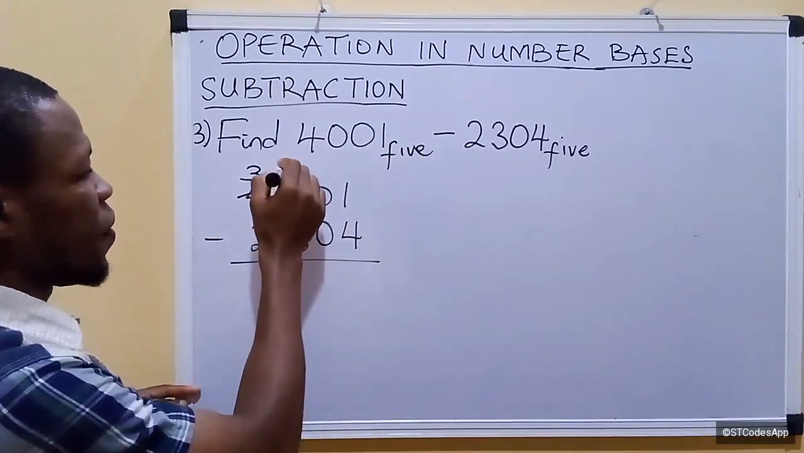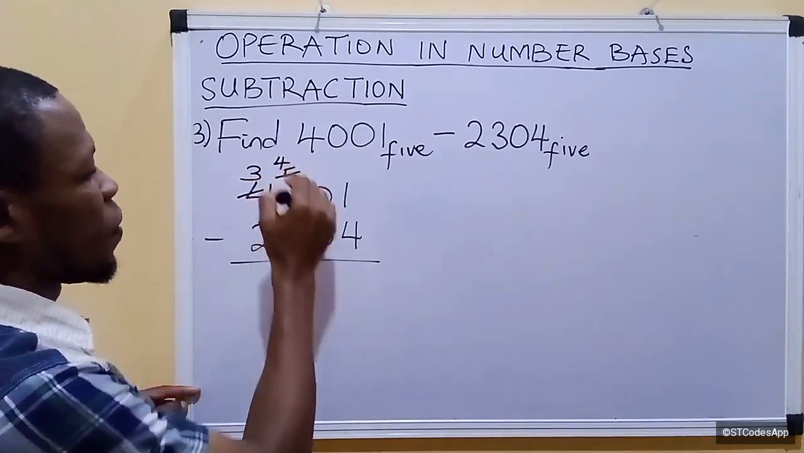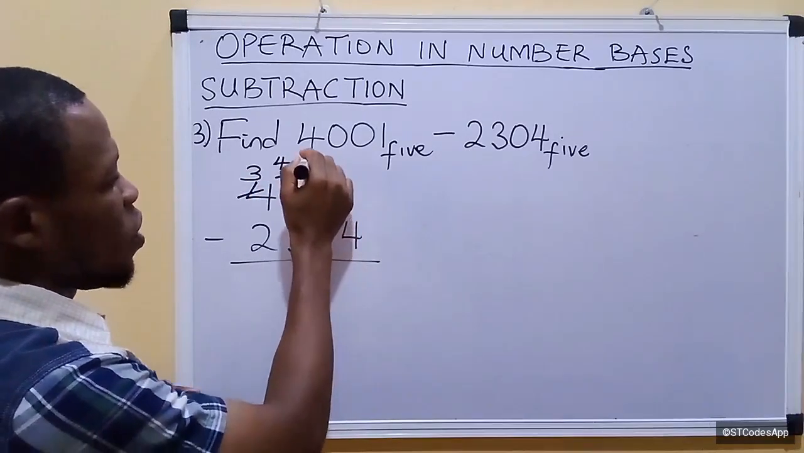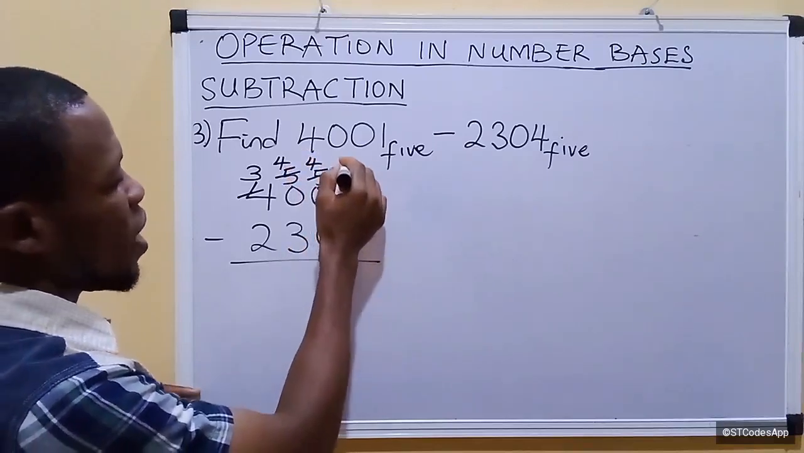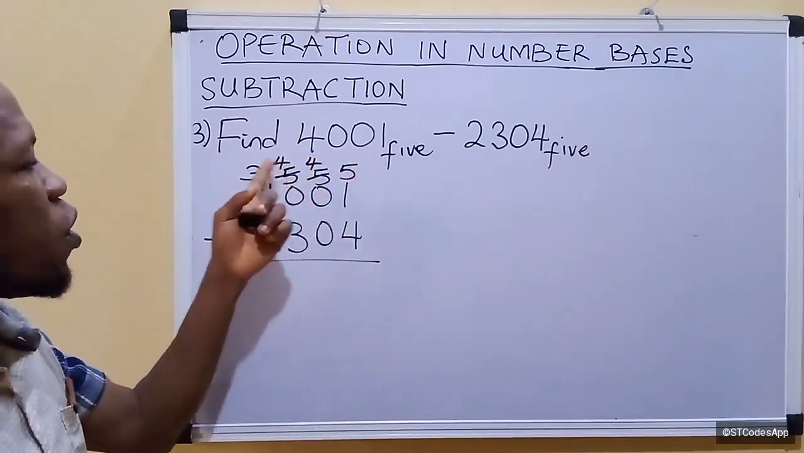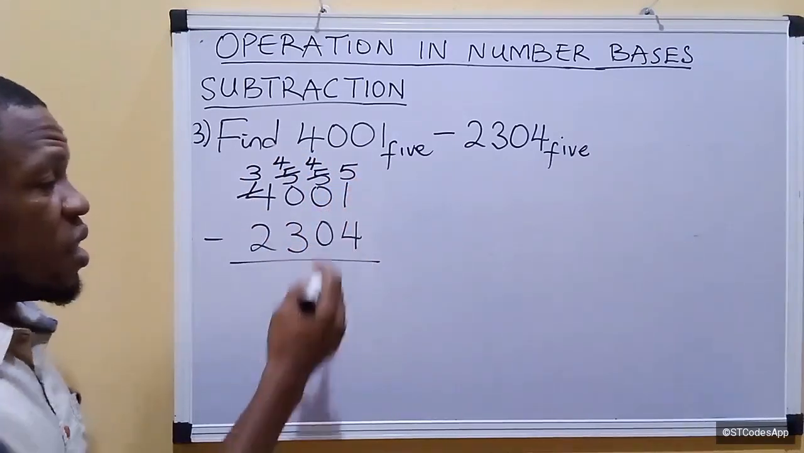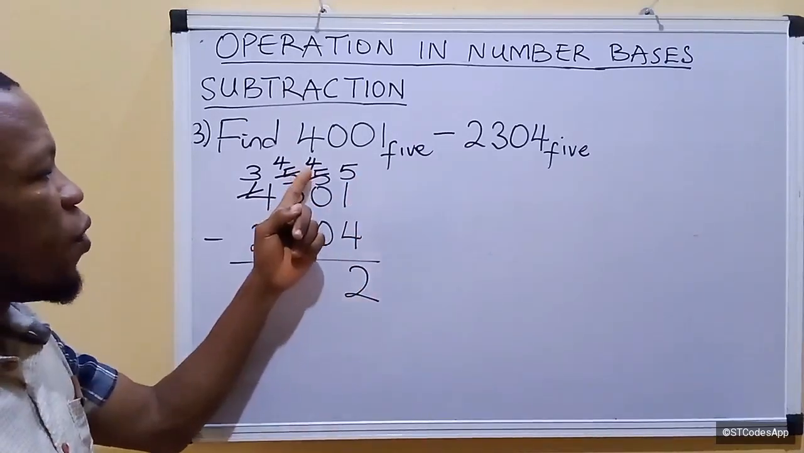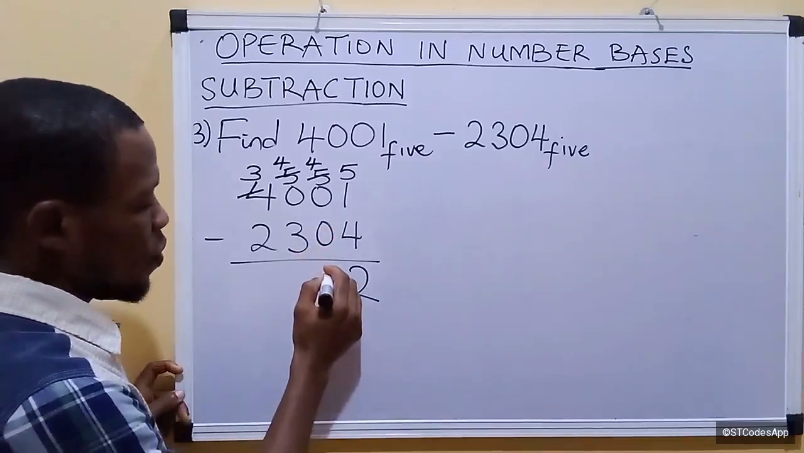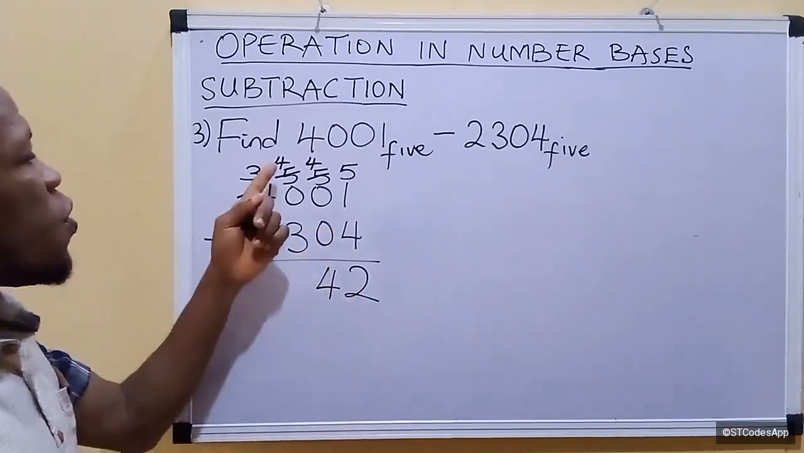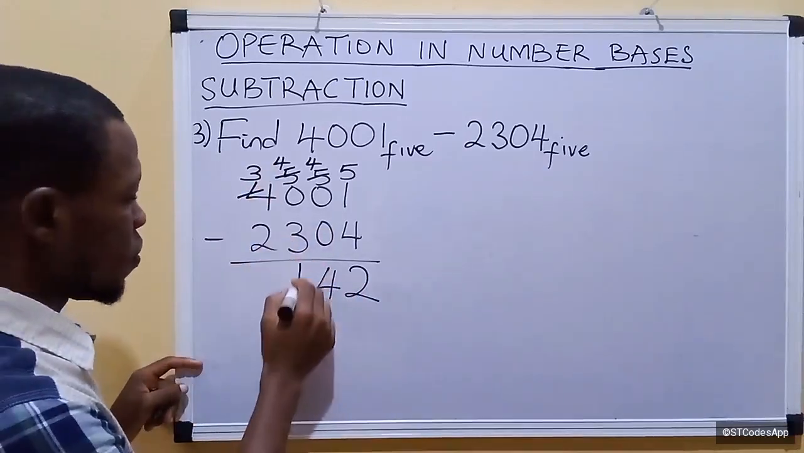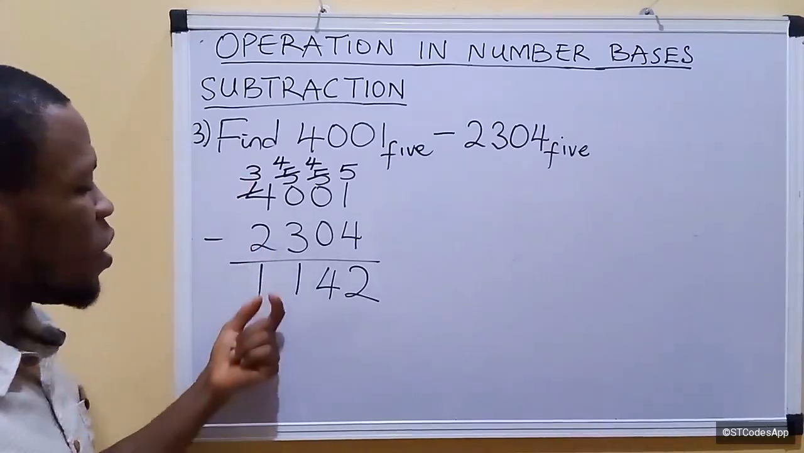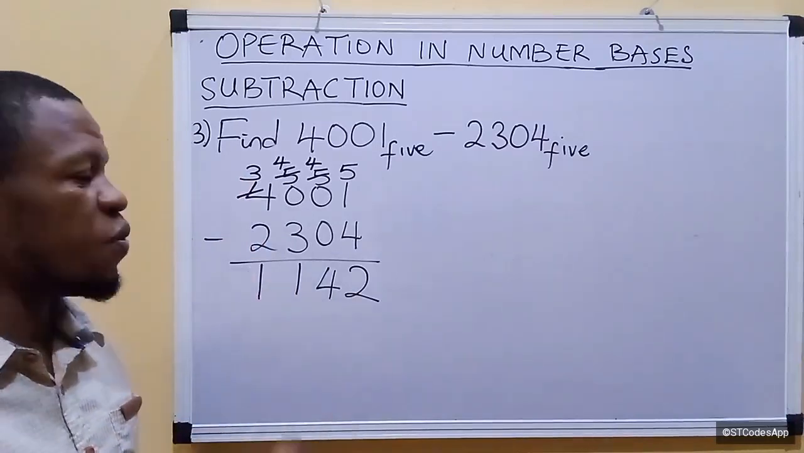So we have 5 here, then we borrow from 5, we are left with 4. The 1 we borrowed here comes over here as 5. We also borrow 1 from here, we are left with 4, and that one comes over here as 5. So we have 5, 4, 4, 3. Now 5 plus 1 gives us 6. 6 minus 4 gives us 2. Now we are left with 4. We have 4 minus 0, we have 4. 4 minus 3 is 1. And lastly we have 3 minus 2, which is 1. So at the end of the day we have 1, 1, 4, 2 in base 5.